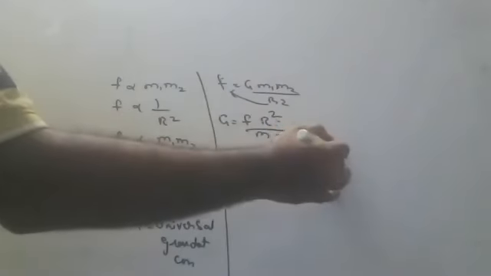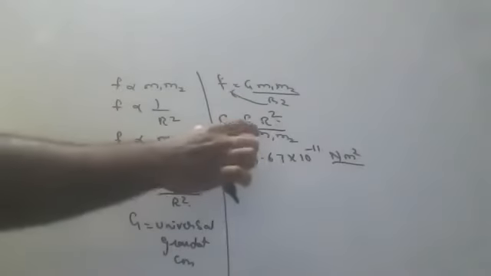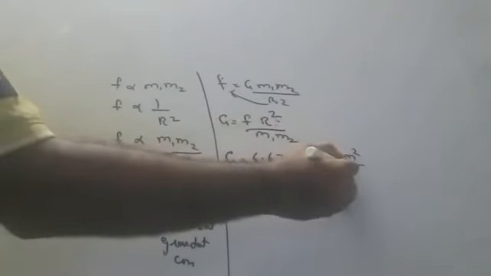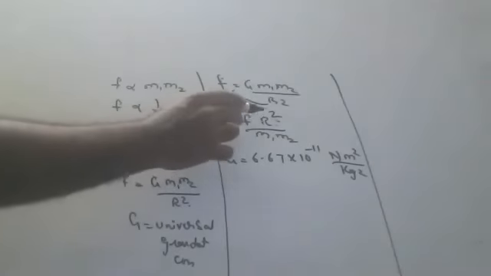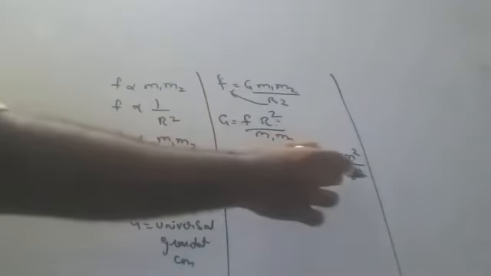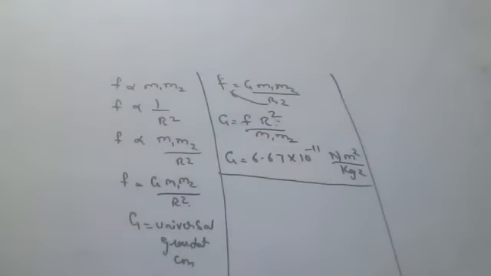The unit is Newton meter square per kg square. Try to understand, children: Newton meter square by kg square. This is the value of the universal gravitational constant.